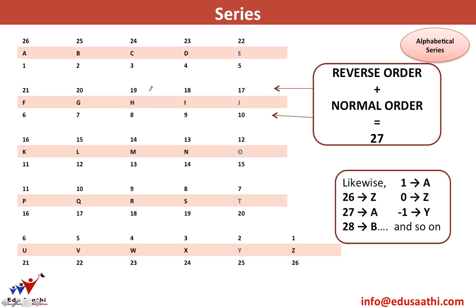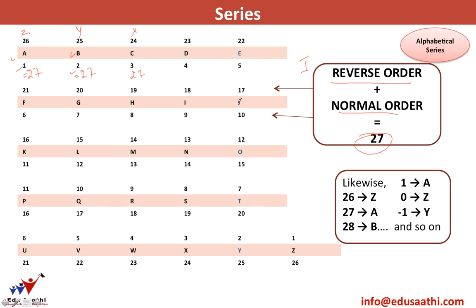So this is the entire arrangement. A is 1, B is 2. Now the first principle we look at here is that the reverse order plus normal order is equal to 27. For example, Z plus A is equal to 27. Similarly, Y plus B is also equal to 27. Then C plus X is also equal to 27. Now this logic has been used in a lot of questions asked in the previous examinations. So make sure that you have a good hold over this.